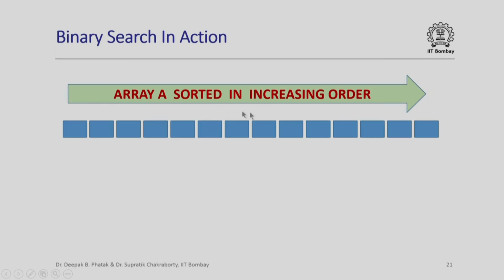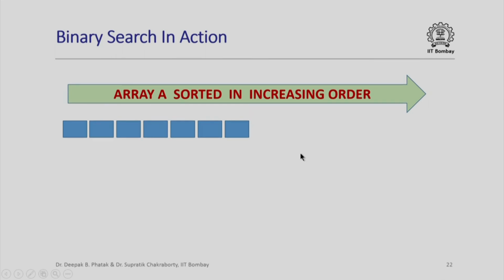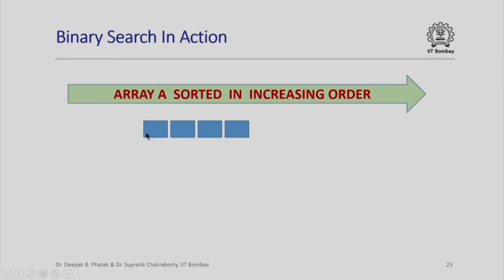Suppose I have an array A sorted in increasing order as we just discussed. This is the midpoint of the array, and let us say the search element is less than the value of the element at the midpoint. So this entire second half can go, and I am only left with the first half of the array. Once again I find the mid position, and if now the search element is greater than the value of A at this mid position, then the first half can go and I am only left with this part here.